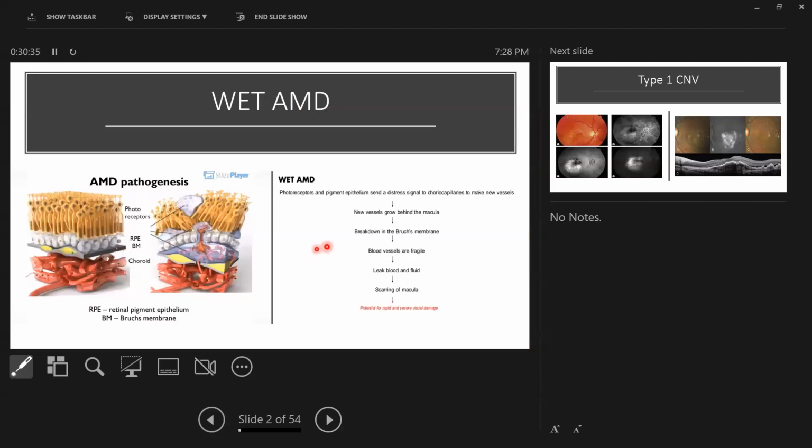Okay, so when we discuss the wet AMD, sorry, there is an echo. Okay, so when we discuss the wet AMD, the hallmark of the wet AMD is the neovascularization. I am still hearing an echo.